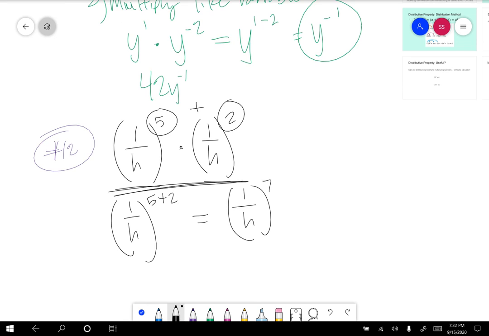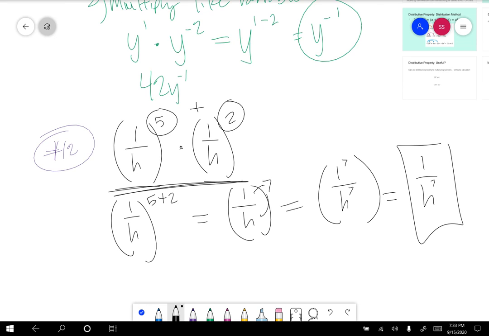Now we could actually get more simple than that. If you have a fraction that's raised to a power like this, and we didn't actually go over this, but it's on your cheat sheet, it's the same thing as saying 1 to the 7th over h to the 7th. So basically we're distributing that power. Now 1 to the 7th, we can simplify. 1 to any power is just going to be 1. So our final answer then would be 1 over h to the 7th.